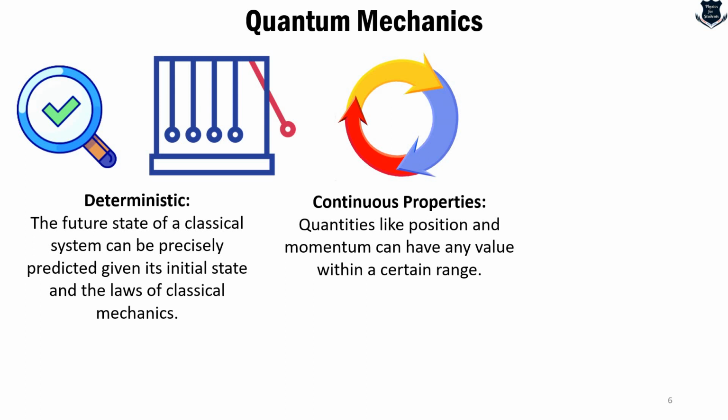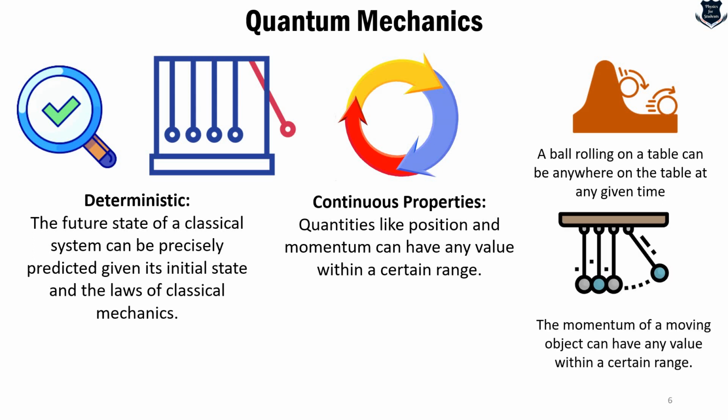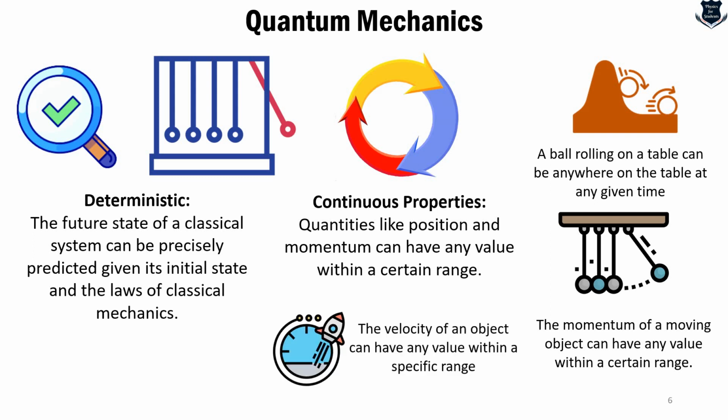Also, you will see that a classical system is continuous, and quantities like position and momentum can have any value if you are given a certain range. For example, this ball rolling down the hill. A ball rolling down a hill or on a table can be anywhere on the table at any given time. This concept of anywhere is very central to classical physics. Also, as I demonstrated earlier with the pendulum moving to and fro, the momentum of a moving object can have any value within a certain range. And if I consider velocity, the velocity of an object can have any value within a specific range. This is what is typically called a classical system.